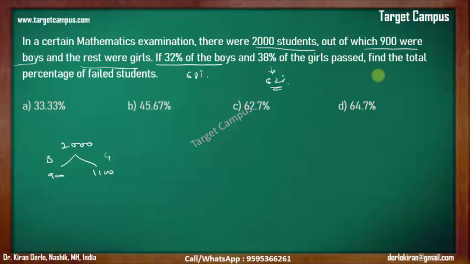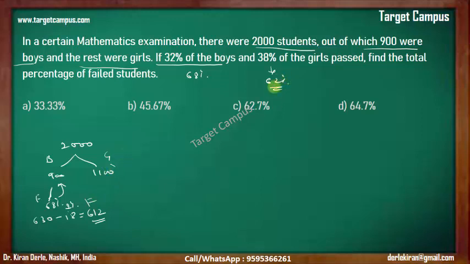You can do this with allegation also. Rather, we'll see. 68% of the boys failed, so failed boys are 68% of 900, right? What is 70%? 630, right? Minus 2% will give us 68%. 2% of this is 18. So this becomes 612. 612 boys failed, right?